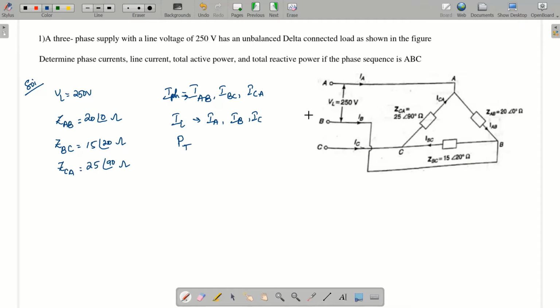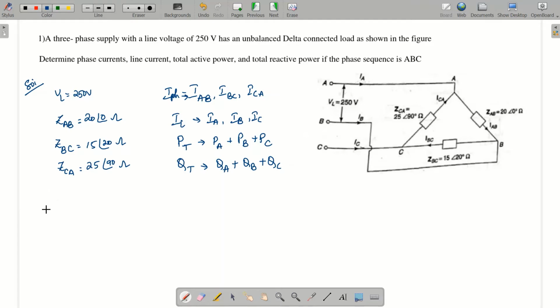But as it is an unbalanced load, total power equals power delivered in A phase plus power delivered in B phase plus power delivered in C phase. So each power we need to find. Similarly, total reactive power is the reactive power delivered to A phase plus B phase plus C phase. So we have to find the reactive power in each phase and add them. Let us deal with them one by one.